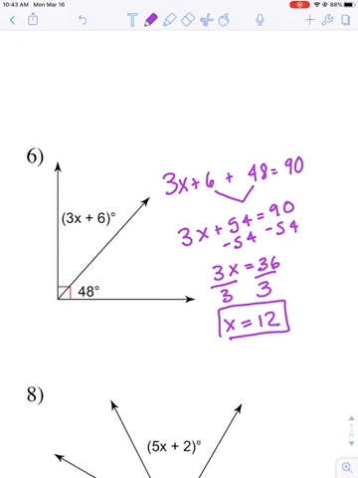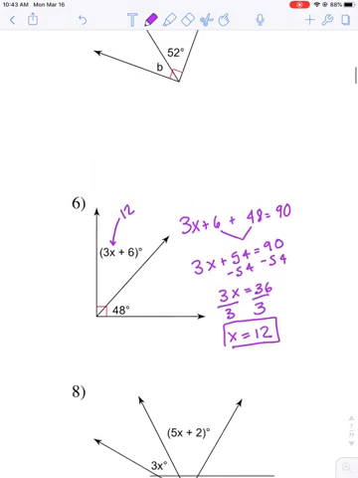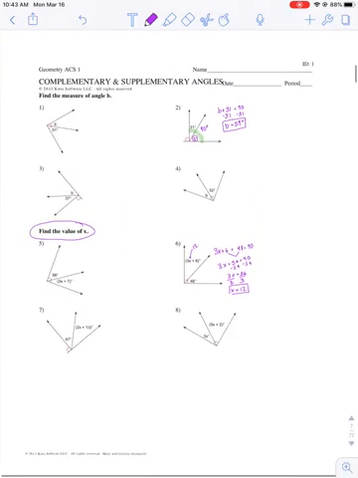X is not an angle. X is part of this expression that would give us the measure of an angle. If I were to substitute that in and solve for it, I would put a degree sign on my answer. But x itself doesn't have a degree sign because it's not the answer to an actual angle. It's just part of it. All right, go ahead and pause the video. Try the ones you're supposed to do on this page, and then unpause when you're ready to move on.